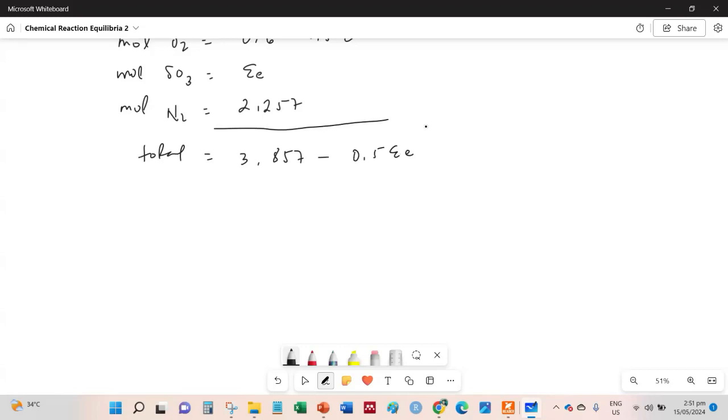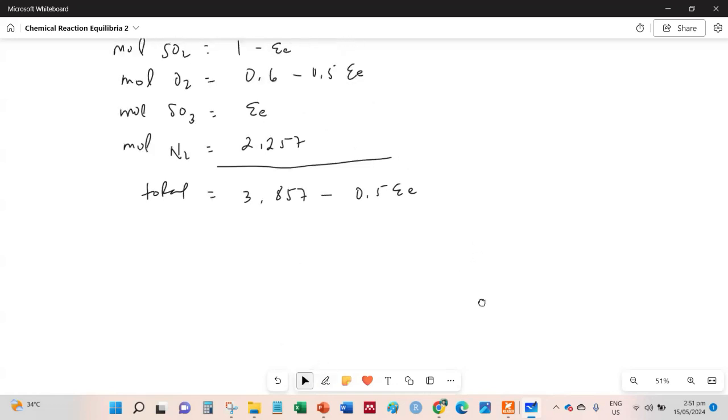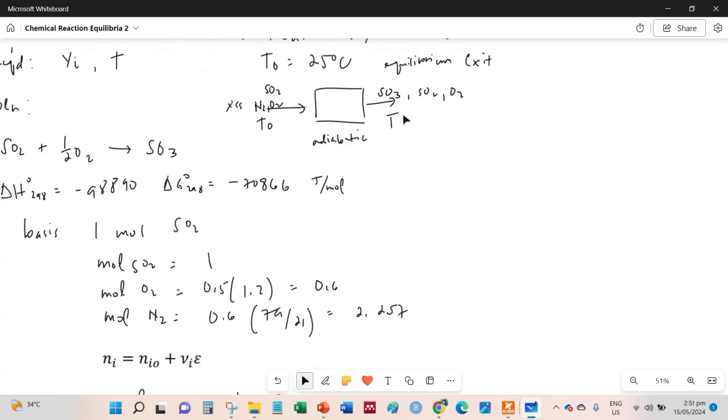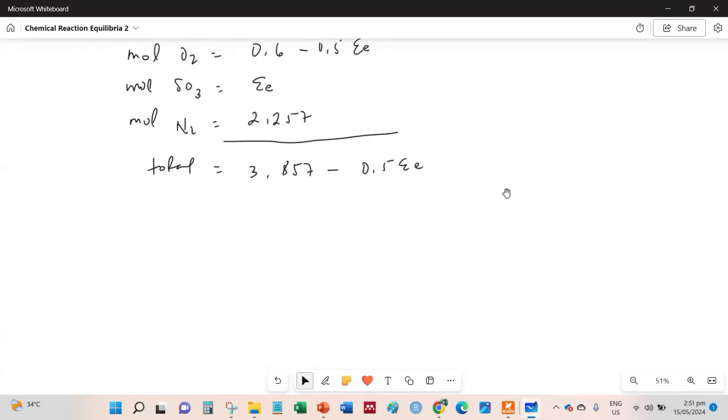Obviously, since the temperature of the product stream is unknown, two are unknown: temperature and epsilon. So we need two equations. One equation is from the energy balance, and the other equation is from the equilibrium reaction, using the compositions and the equilibrium constant.